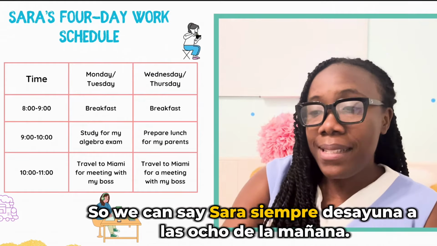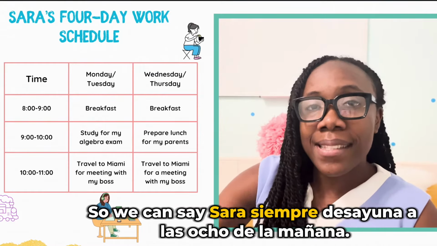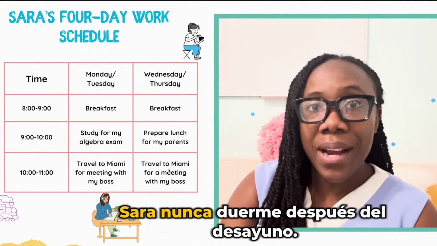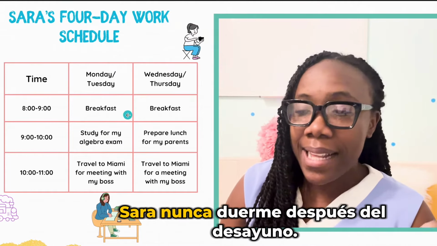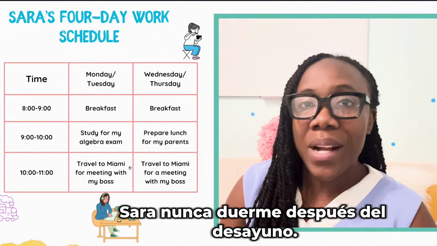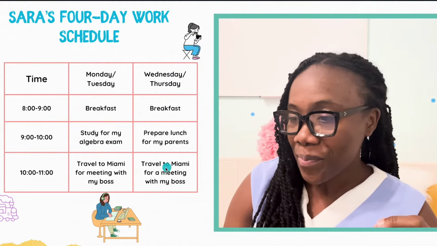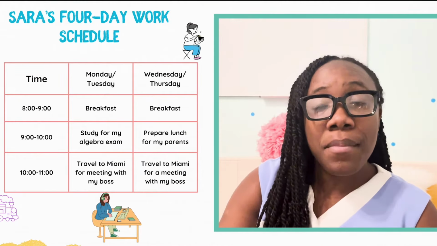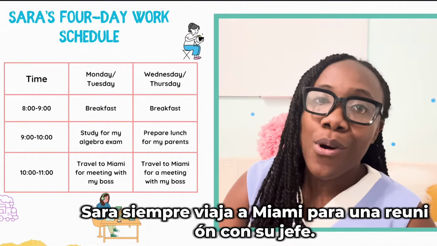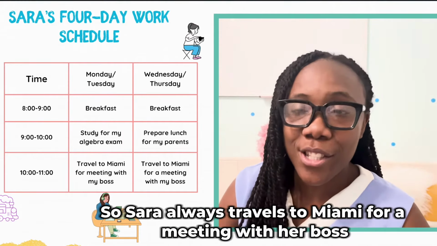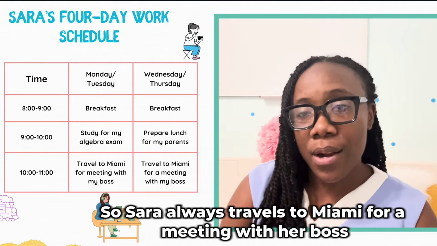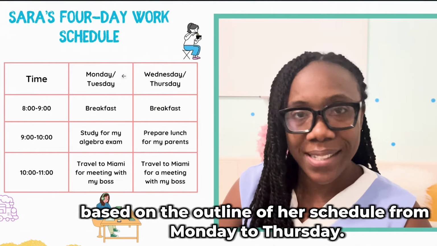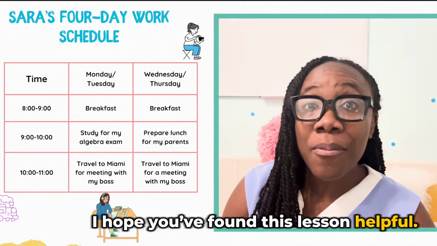Okay? So we can say Sara siempre desayuna a las 8 de la mañana. Sara nunca duerme después del desayuno. Okay? Y podemos decir también que Sara siempre viaja a Miami para una reunión con su jefe. So Sarah always travels to Miami for a meeting with her boss based on the outline of her schedule from Monday to Thursday.